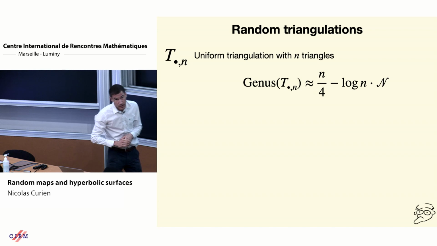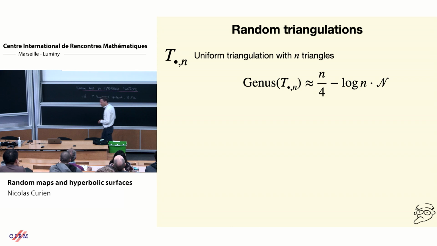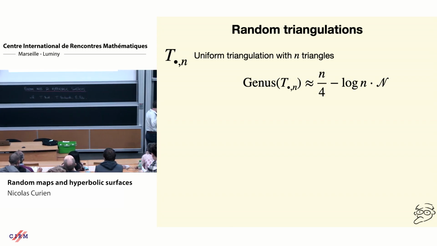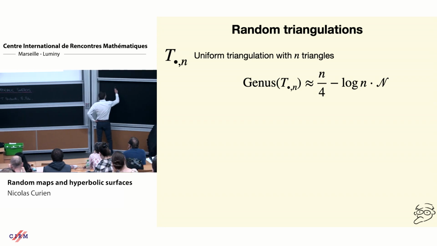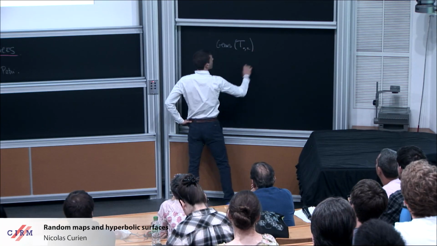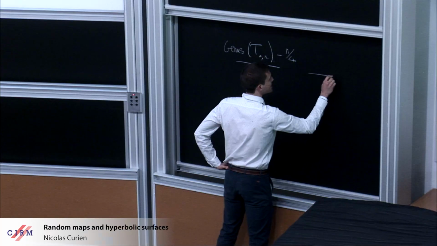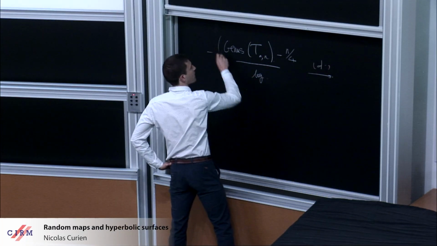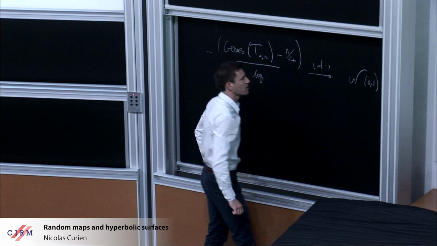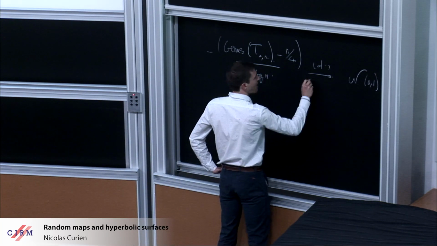Is that the mean? The expected value of the genus? No, okay. If you want the real statement, you want to do probability, yeah? I can do that, but then don't be scared. You take the genus, you subtract n/4, you divide by log n, then you get convergence in law. Let's put a minus so that this is positive, towards a standard normal random variable. Convergence in law, or in distribution, as n goes to infinity.